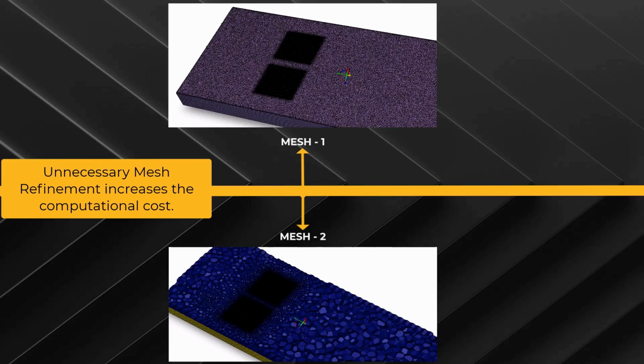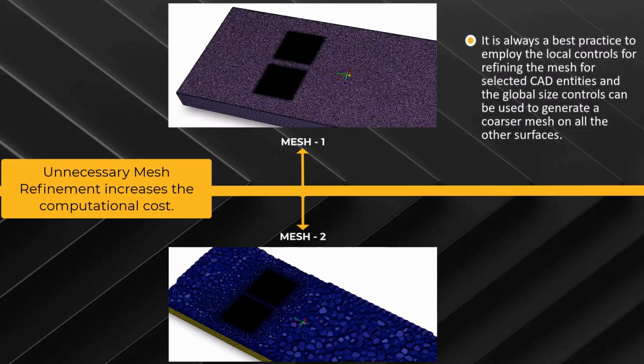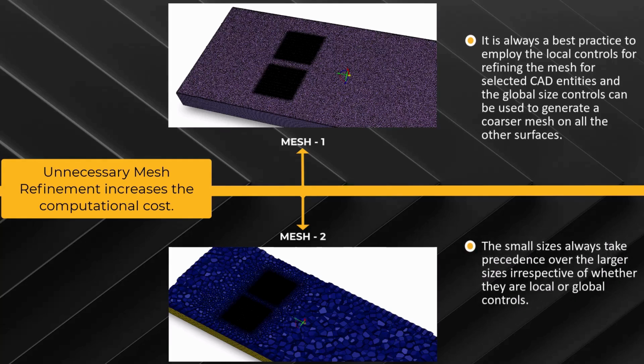Please note 2 key points here. First, it is always a best practice to employ the local controls for refining the mesh for selected CAD entities, and the global size controls can be used to generate a coarser mesh on all the other surfaces. Second, the small sizes always take precedence over the large sizes irrespective of whether they are local or global controls.